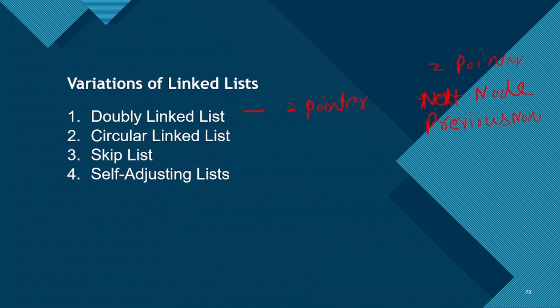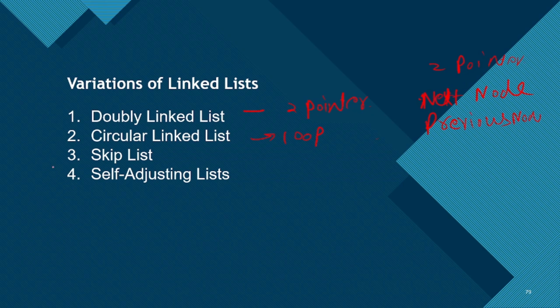The next one is the circular linked list. A circular linked list connects the last node back to the first node, forming a loop. We can remember it like a loop. This is useful in applications like round robin scheduling and buffering systems.